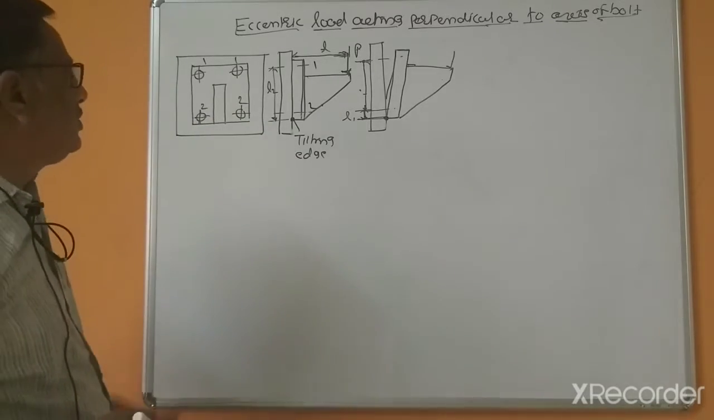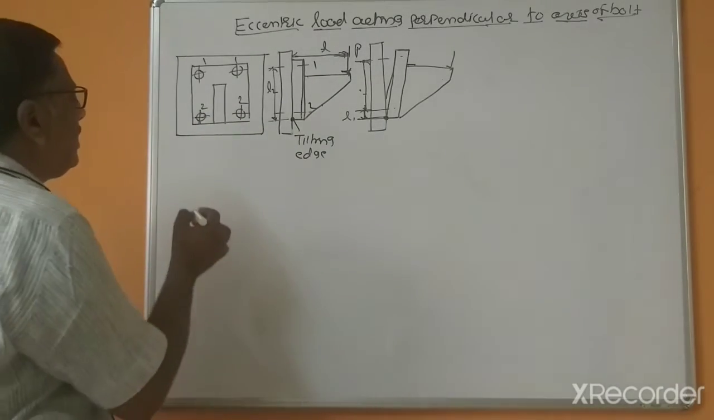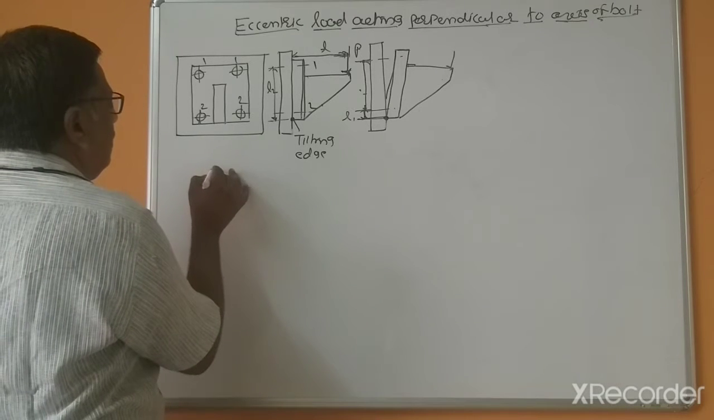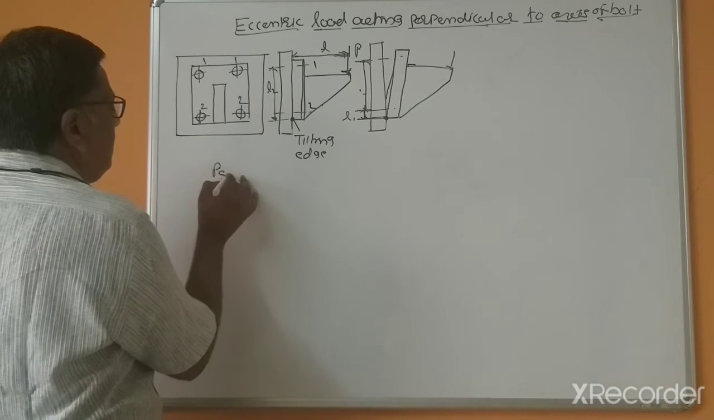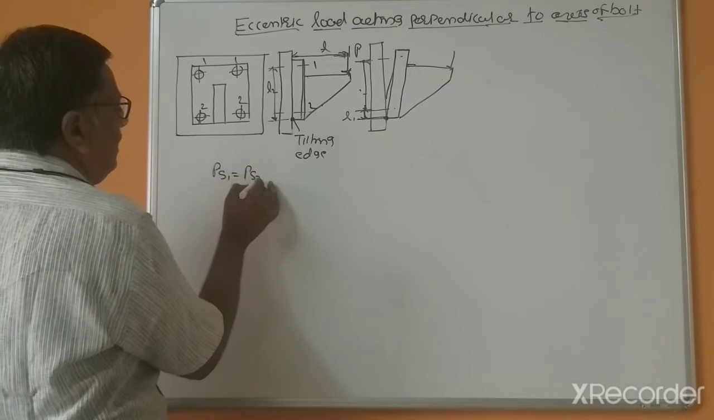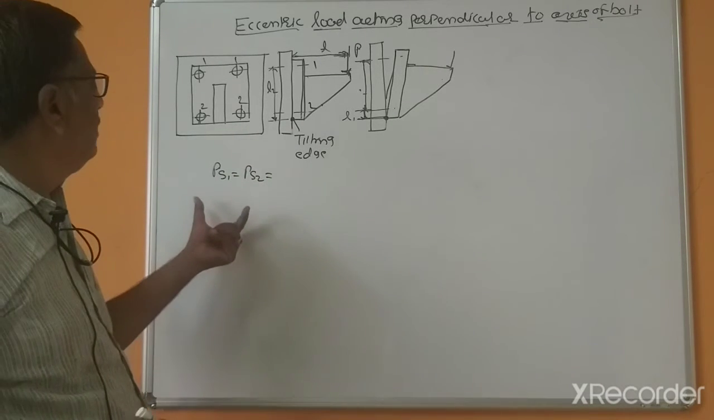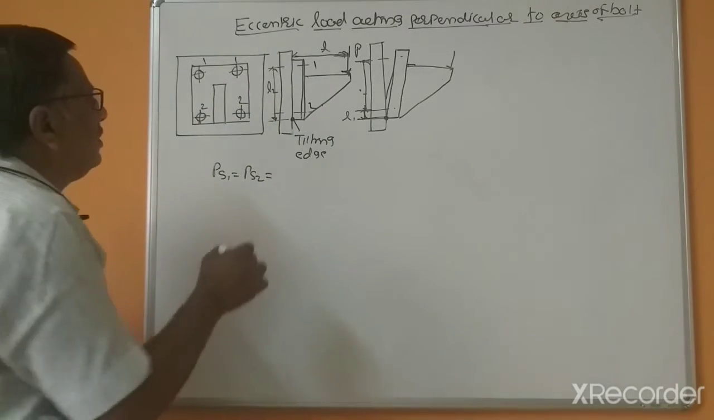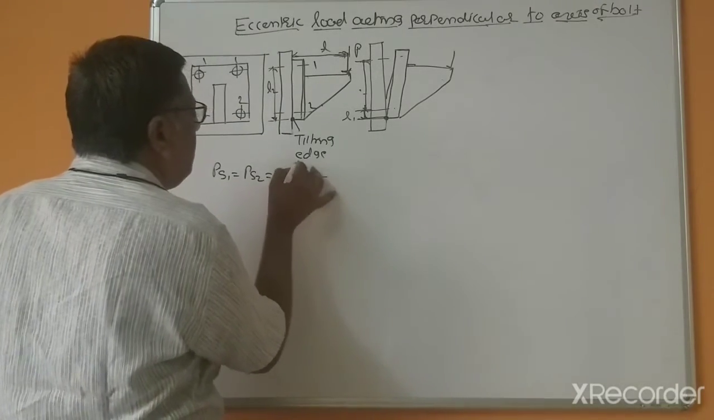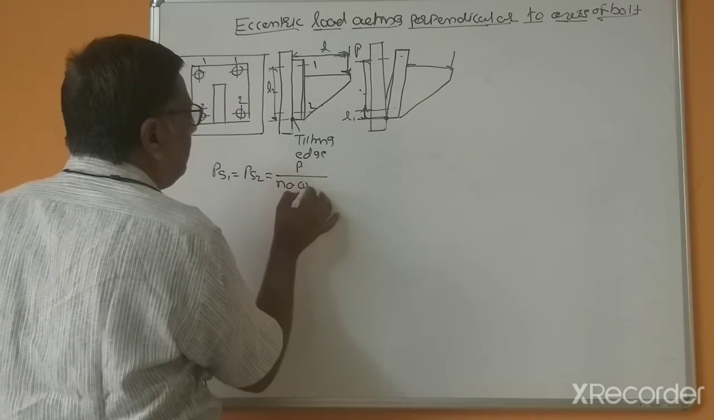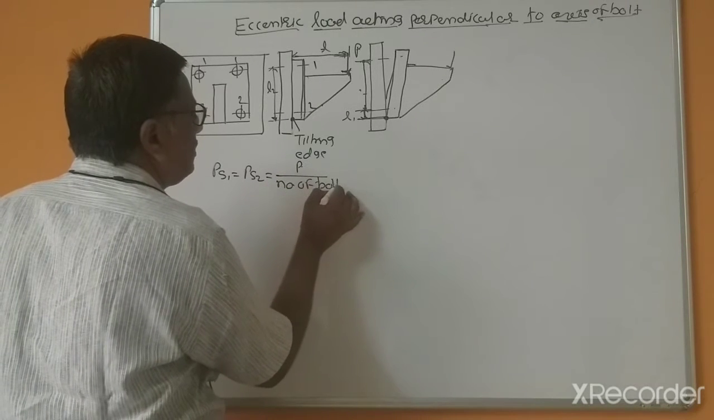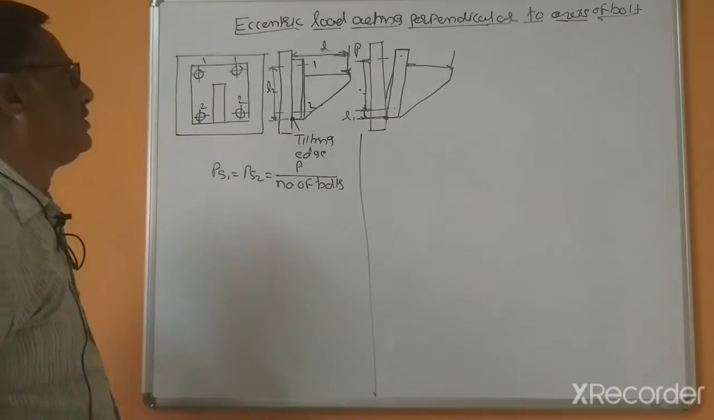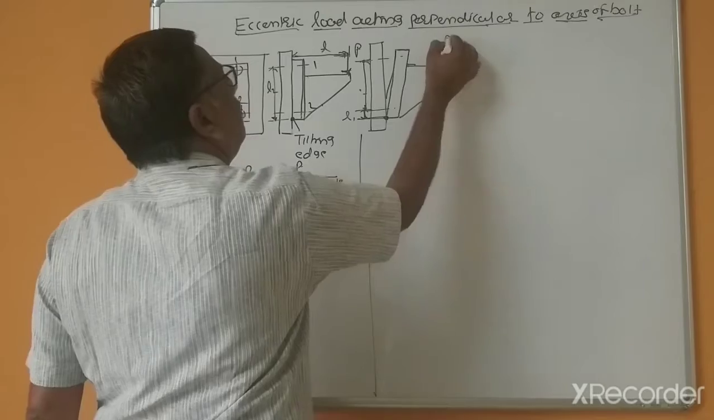So the stresses induced in the bolts are directly shear stress. So we can say PS1 equals PS2. This is the load acting on the first bolt, and this is the shear load: P divided by the total number of bolts.